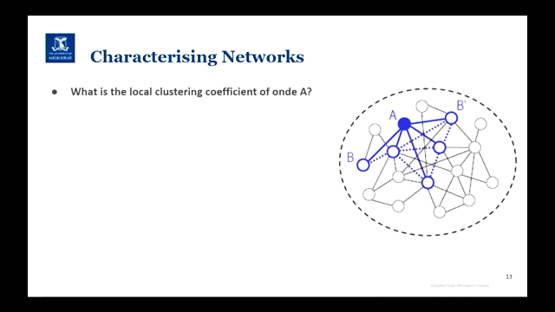And let's try to calculate that, for instance, for a given node A. So I'm trying to understand how strongly connected my neighbors are, and what's the proportion of connections I see out of the total amount. For instance, let's consider node A, which has 1, 2, 3, 4, 5 neighbors. What's the clustering coefficient for A?